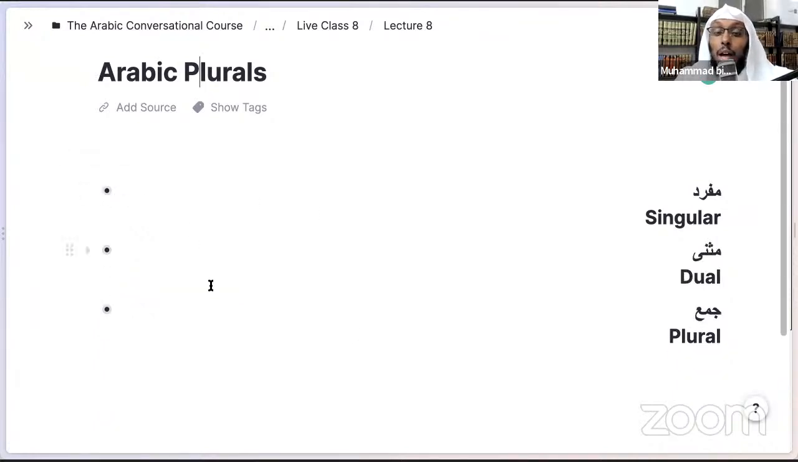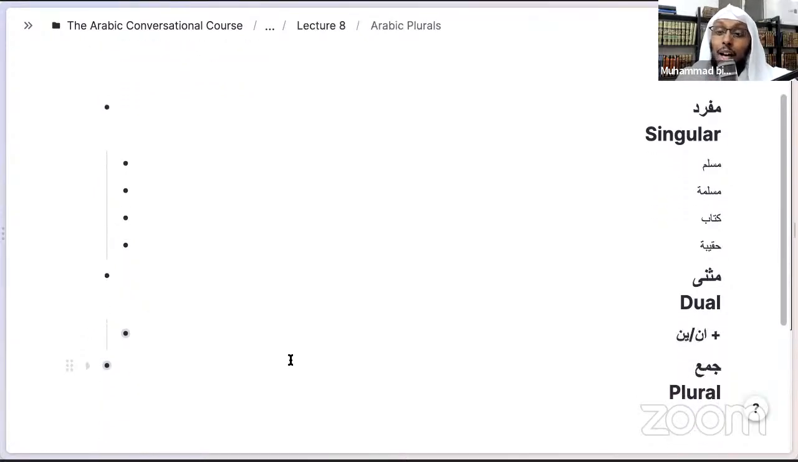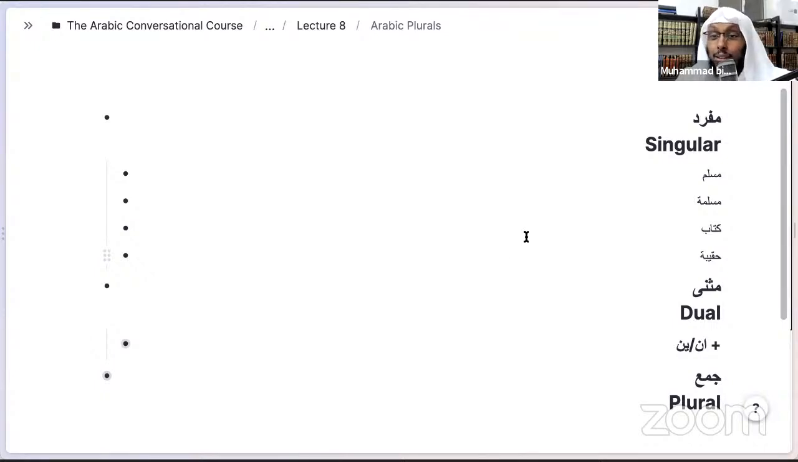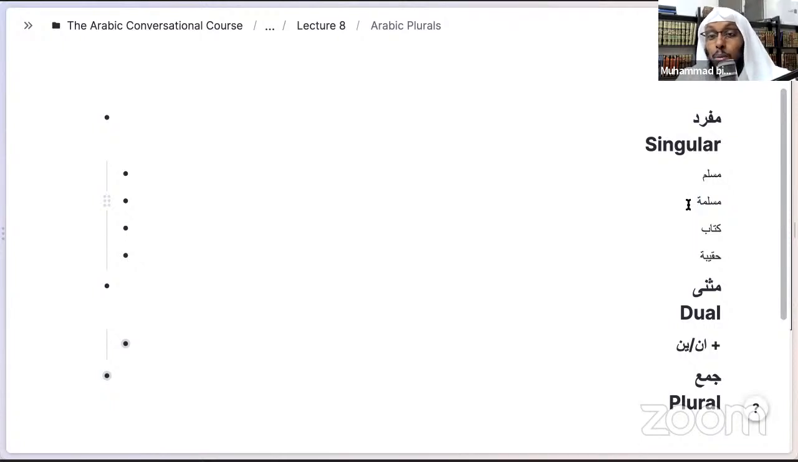Now, then we have dual. When it comes to muthanna, it's actually pretty straightforward, nothing too complicated about it. All you need to do is take the actual singular and add an alif and noon at the end. That's how it works. So, Muslim, Muslimani. Muslimah, obviously there's a ta over here. You keep the ta, it becomes Muslimatani. Kitab, Kitabani. Haqibah, Haqibatani. That's it.